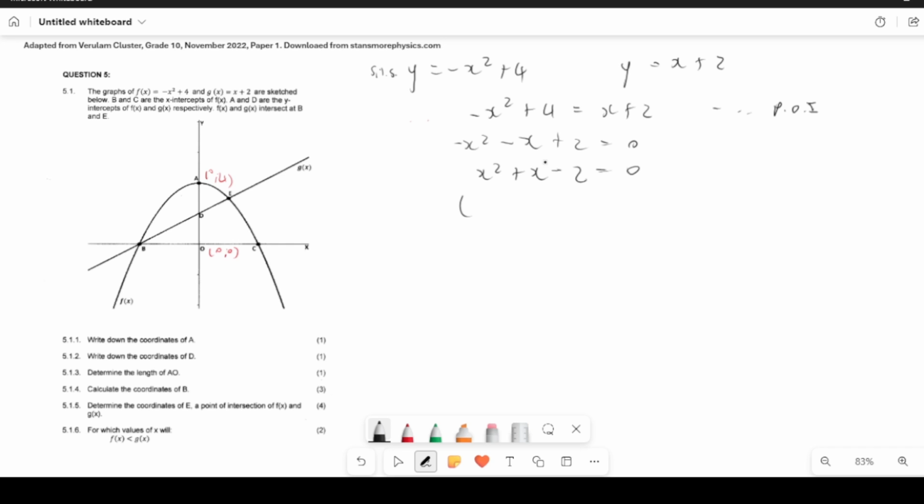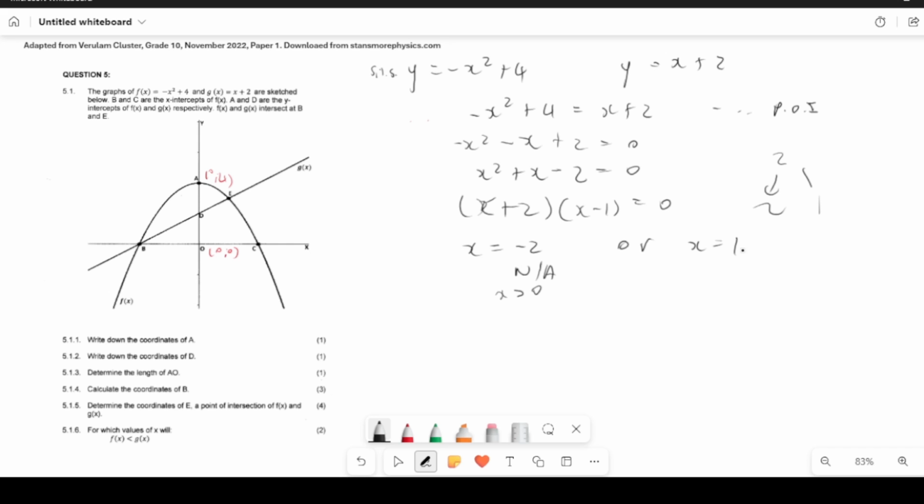Two numbers that when multiplied together give me -2, but when added give me 1. What are the two numbers? Remember, 2 is a prime number, so that would be 2, and that would be 1. (x + 2)(x minus 1), right? So x is equal to -2 or x is equal to 1. Remember that -2 is not applicable. Why is it not applicable? Because x has to be greater than 0. Remember, we're solving for the e coordinate.